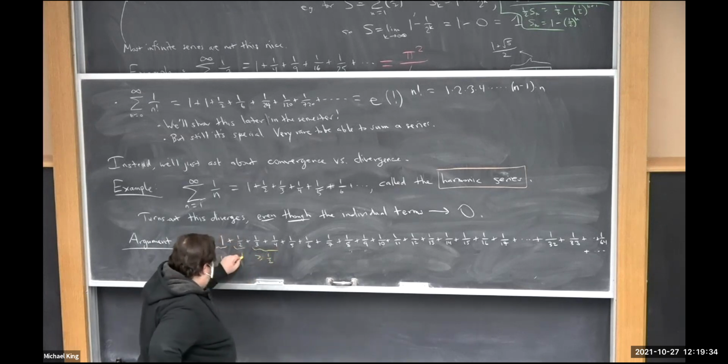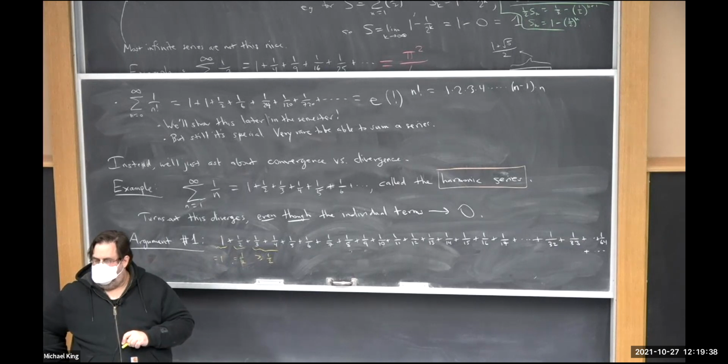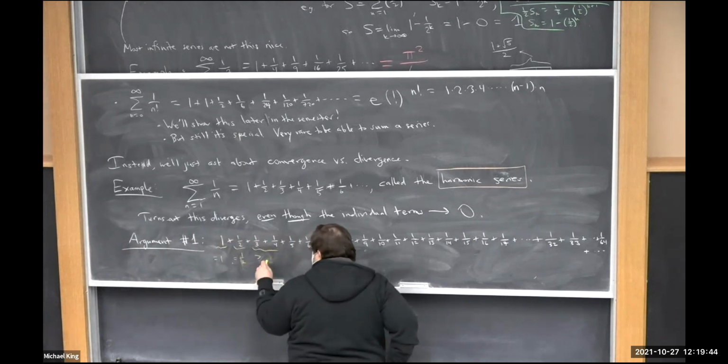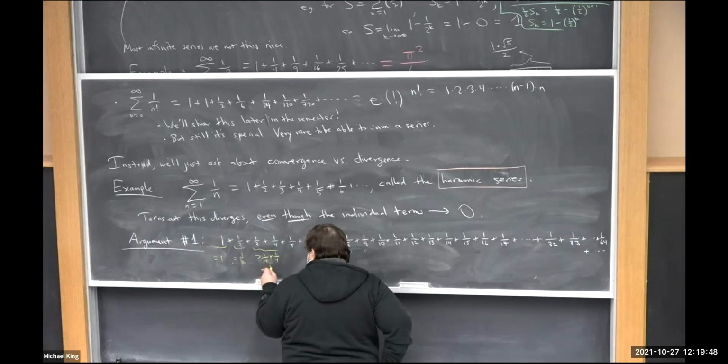Oops. You believe that? A third plus a quarter is bigger than a half? It's bigger than, it's really, well, I don't know why I said greater than or equal to. It's greater than a quarter plus a quarter, which equals a half, right?